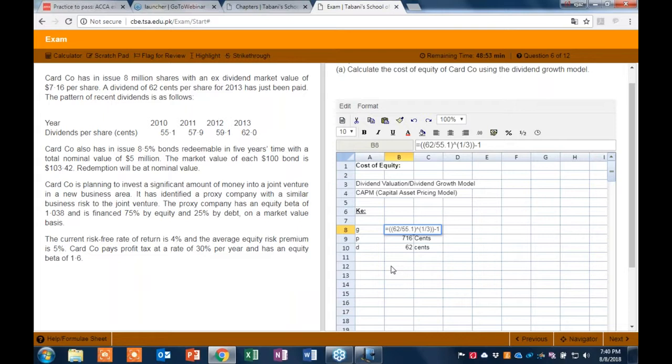Okay, so we've calculated growth rate, we have price, we have dividend, and let's calculate cost of equity using this model. So the cost of equity, what do you want me to repeat? Okay, growth, here we go. Simple. Latest dividend divided by the earliest dividend in the question. Latest is 62 cents, the earliest was 55.1.